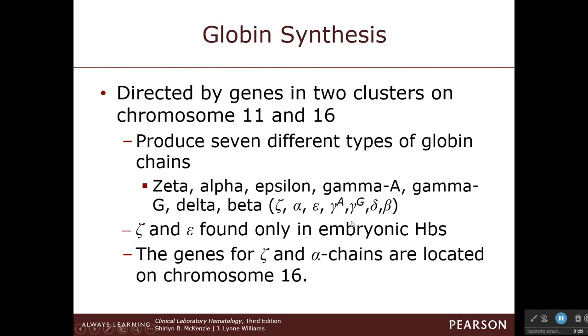All right? That's enough for the day. All right, so we'll pick up on the globin synthesis Wednesday. Okay? So chromosome 11 and 16 is where we'll start talking about those. Okay?